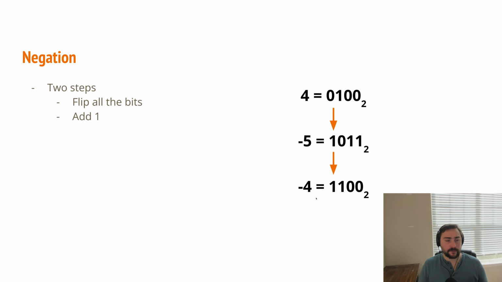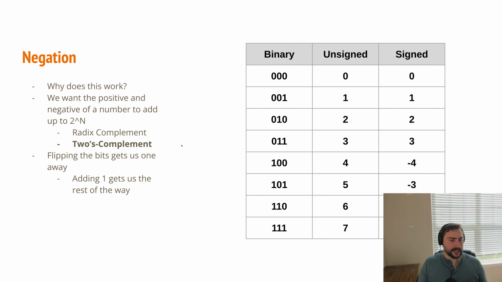And it also works the opposite way. We could start from -4 and go back to 4. We would just flip all the bits, same as before, so 1, 1, 0, 0 turns into 0, 0, 1, 1. And then we just add 1 to that result. So 0, 0, 1, 1 plus 1 is 0, 1, 0, 0, which again is 4. So we can do it either way, from positive to negative or from negative to positive, the exact same two steps.